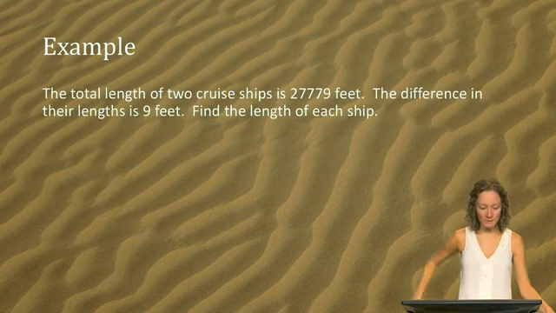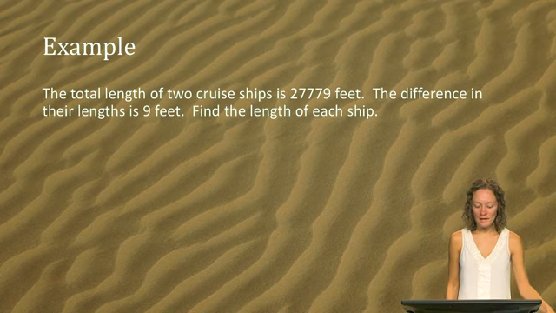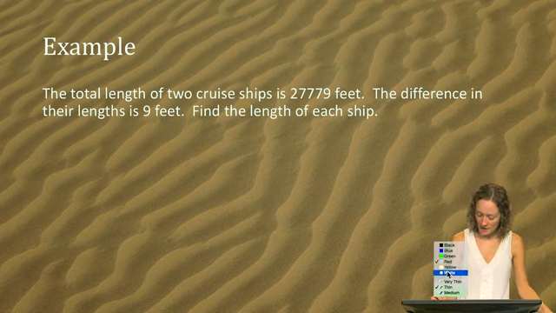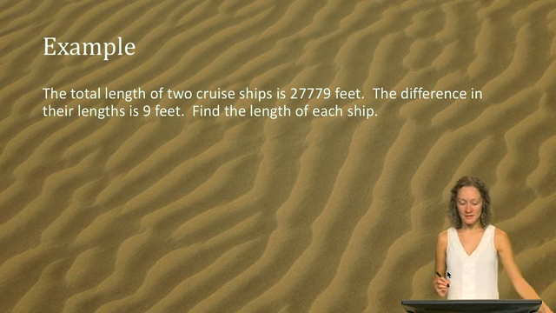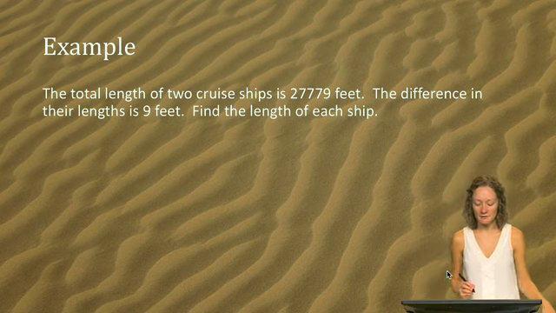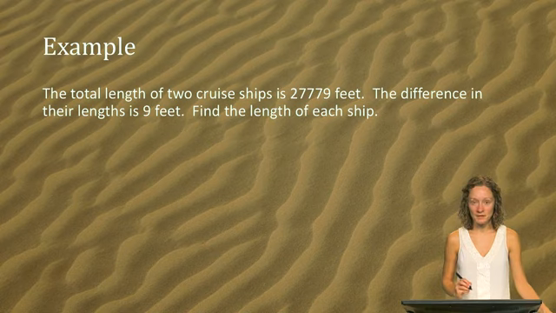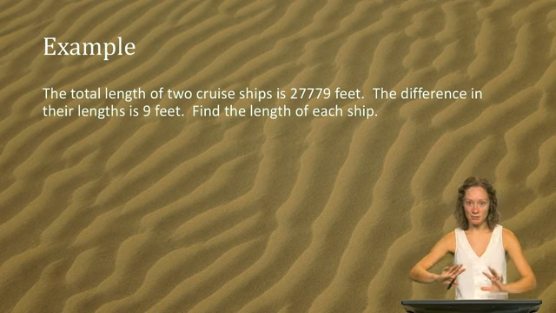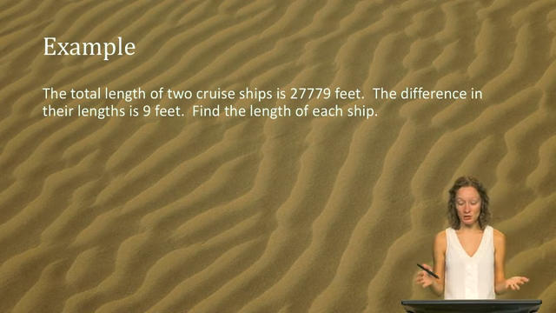All right, next one. The total length of two cruise ships is 27,779 feet. The difference in their lengths is 9 feet. Find the length of each ship. So this one's a little different. We do know what we're talking about, but we're not asked to designate each ship as which one. We're just finding the two lengths.